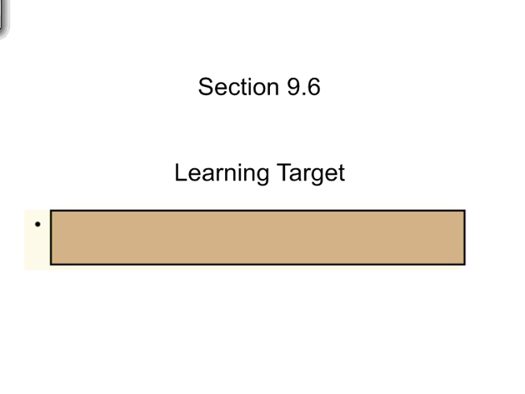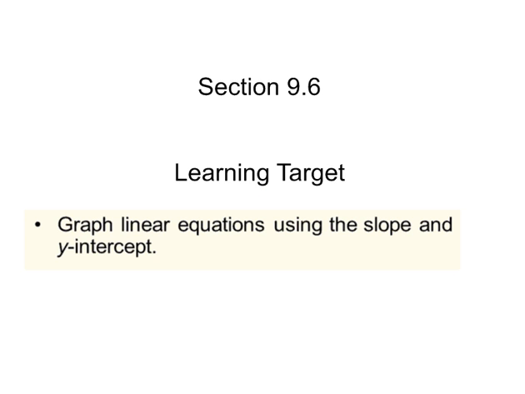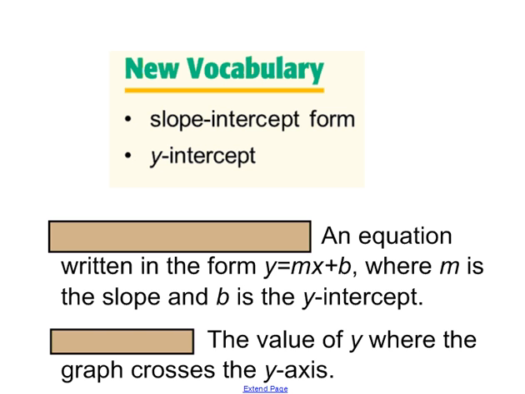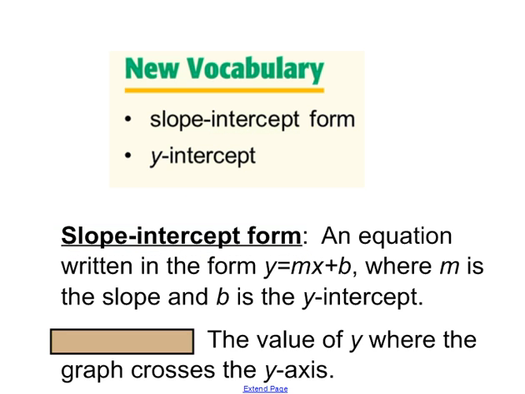Well, we're getting ready to start our review video for Chapter 9, Section 6. We're going to look at the learning target. The learning target is to graph linear equations using the slope and the y-intercept. Well, we need to learn what slope is, what the slope-intercept form is, and what the y-intercept is.